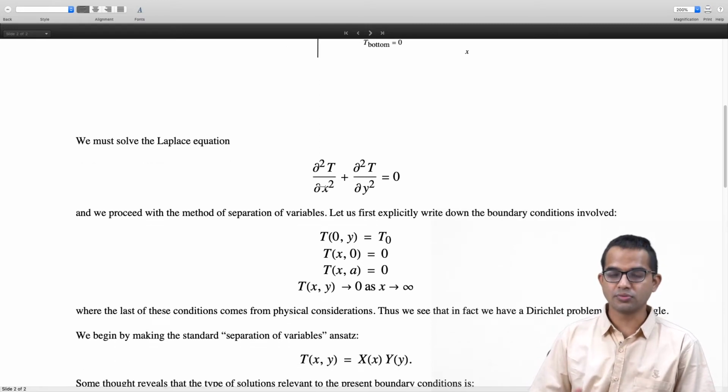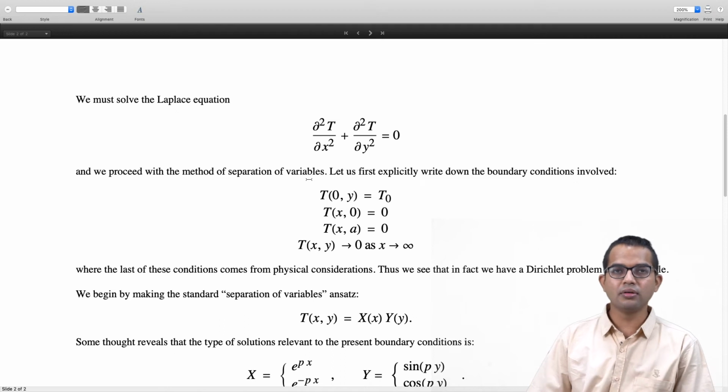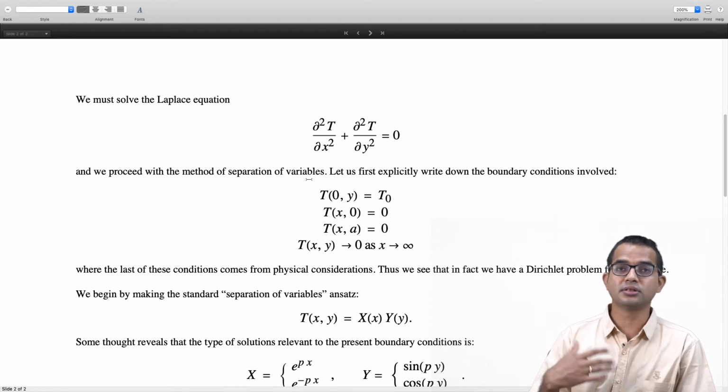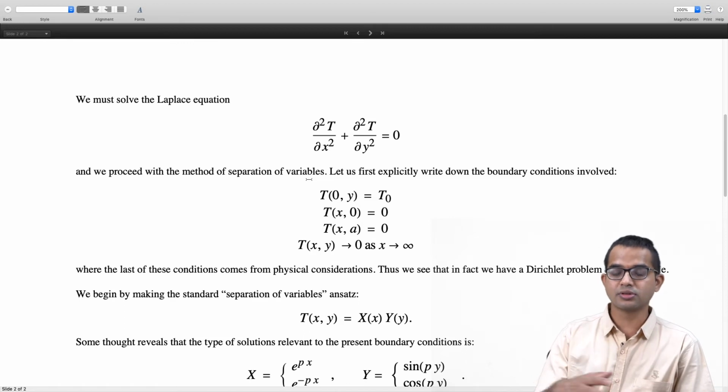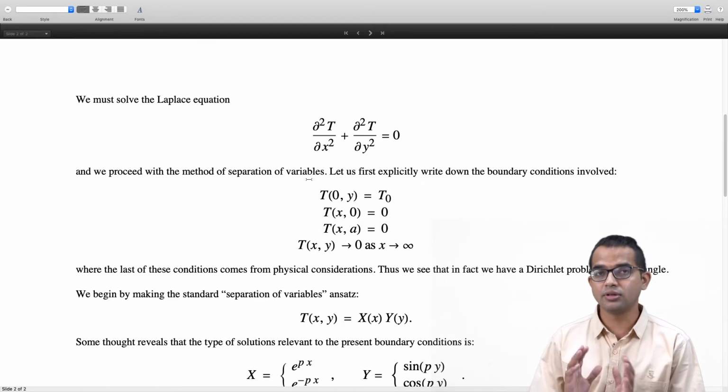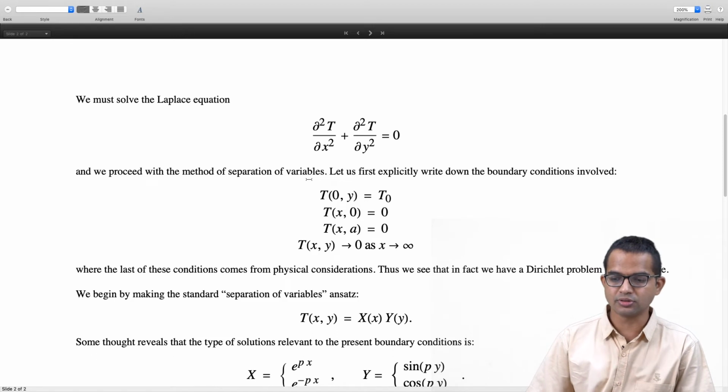We look for solutions of this very special form, T of x comma y is equal to X of x times Y of y, and then we will see that there is a way to stitch together solutions of this kind to match your boundary conditions. And if you are able to find one solution which satisfies the Laplace equation and also satisfies the Dirichlet boundary conditions, then you are guaranteed that that is the solution. So that's where the power of this method comes from.